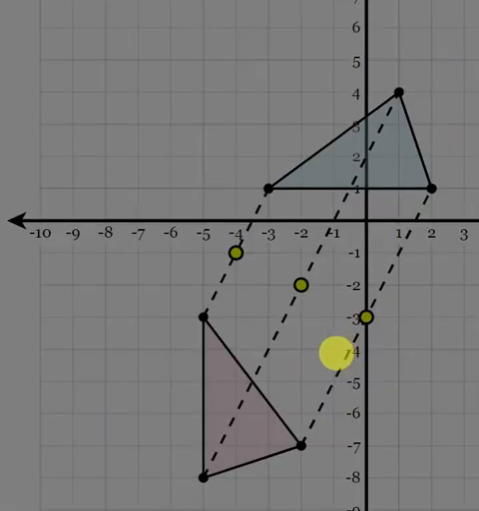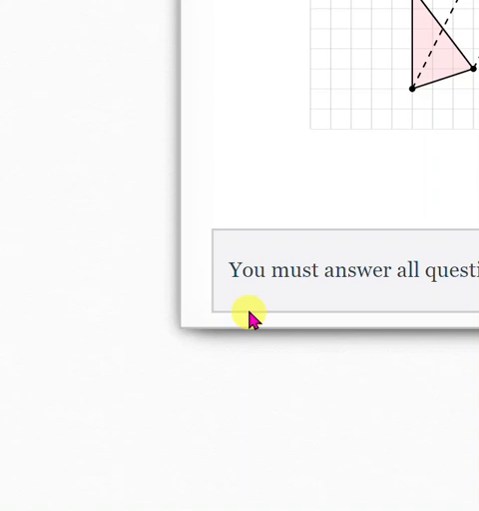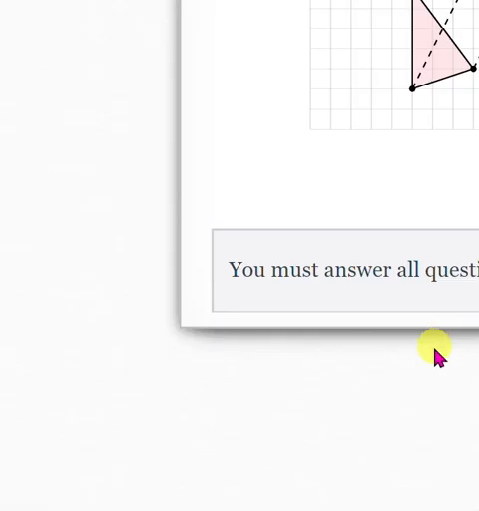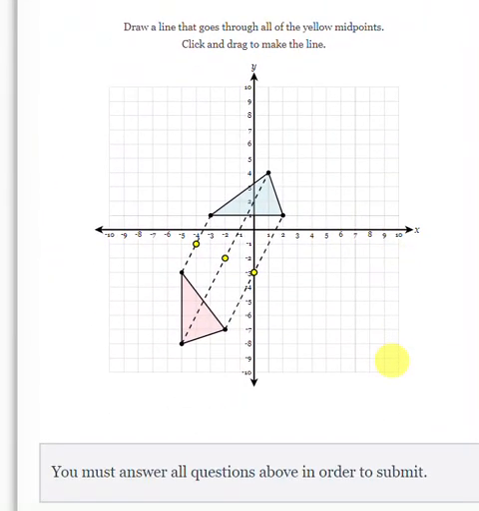Oh, that's not what I meant to do. When everything goes wrong on camera.